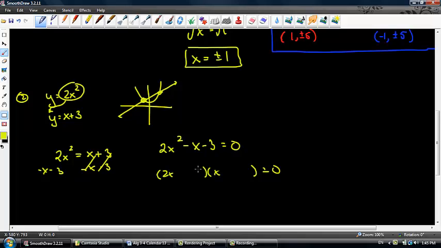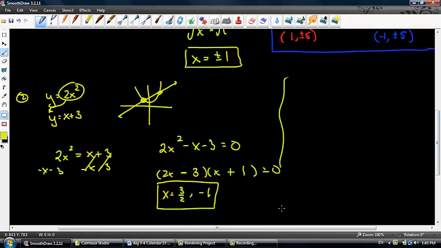2x and x, it's going to be 3 and 1, negative, positive. So therefore, x is going to equal 3 over 2 and negative 1. Oops, not negative 11, negative 1. And so let's go and save those answers and plug them in. I say that plugging them into the top is going to be easier. So let's go ahead and make our next section.